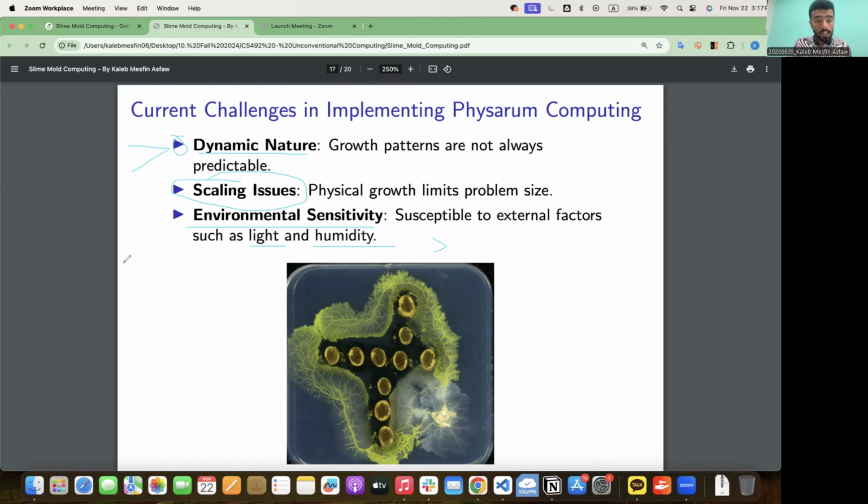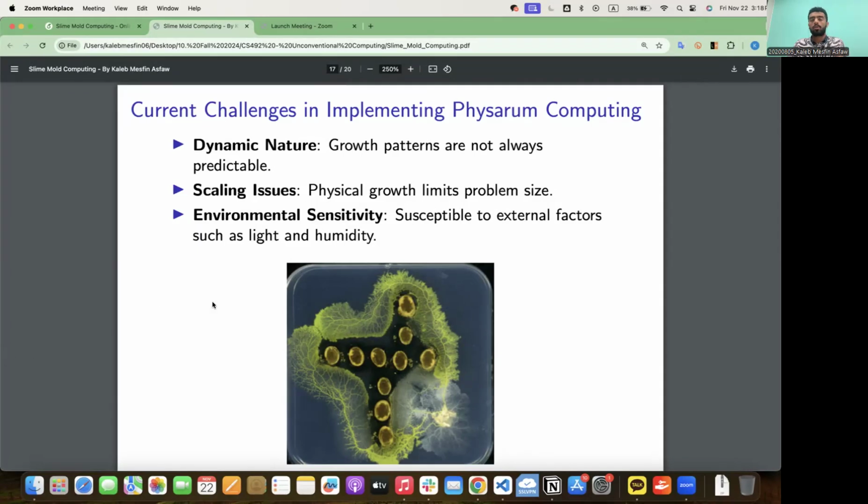One other challenge that I didn't list here is speed. It sometimes takes days to see slime mold computing come up with an entire optimal solution. They really take time to grow and explore their environment, so they're much slower than electronic computers. In the future, maybe we don't know what will happen.